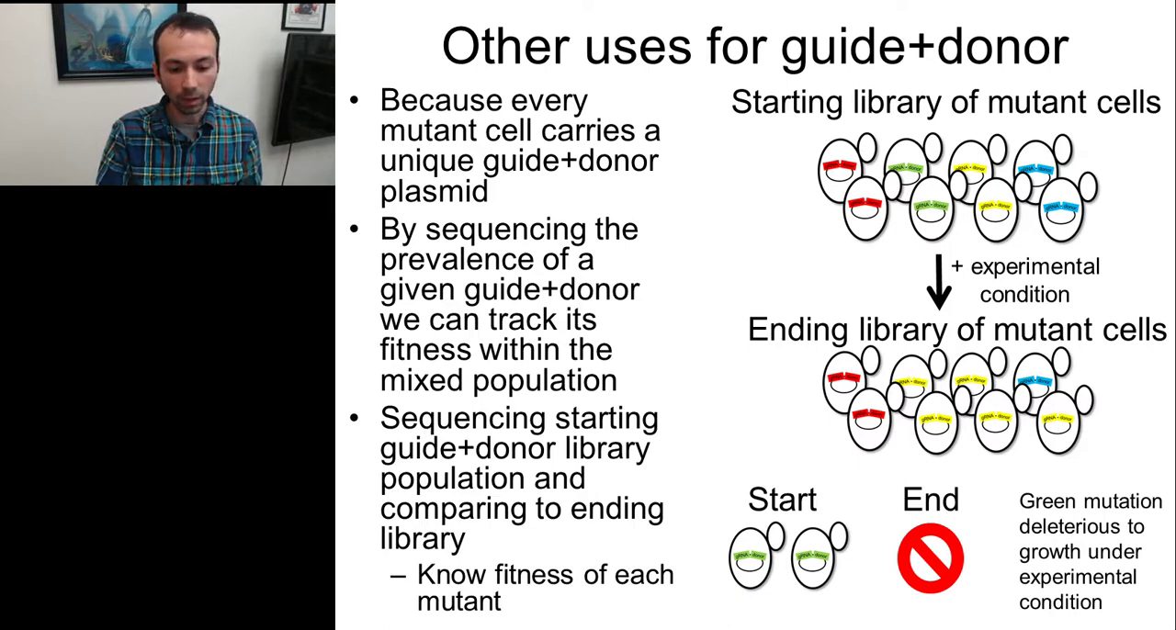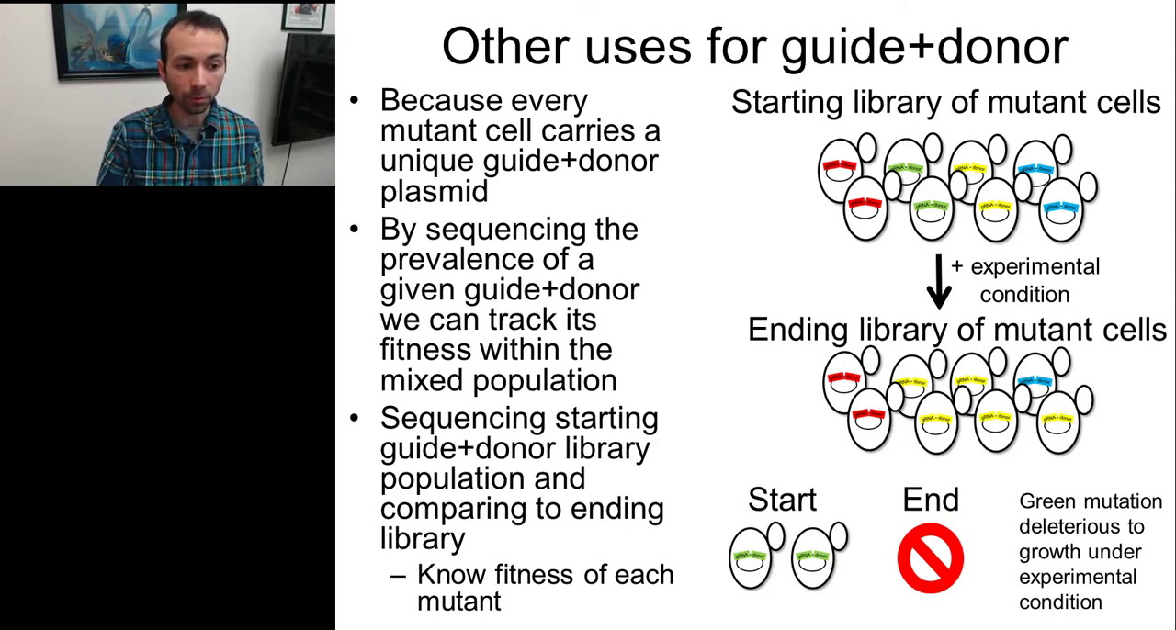For example, at the start of this experiment, we had 2 green cells. At the end of the experiment, we had no green cells. What that tells you is that the green mutation introduced is deleterious under your experimental conditions. Simply by sequencing the guide plus donor, you can figure out the fitness of all of your cells, which is really useful.